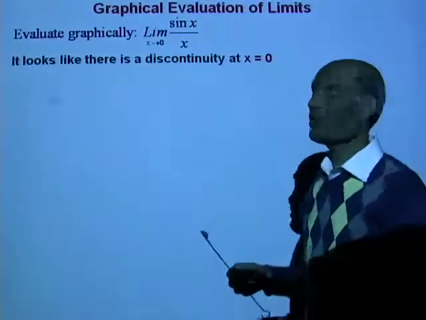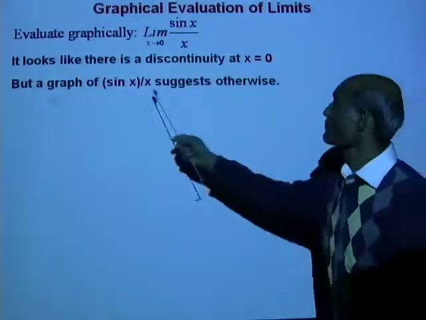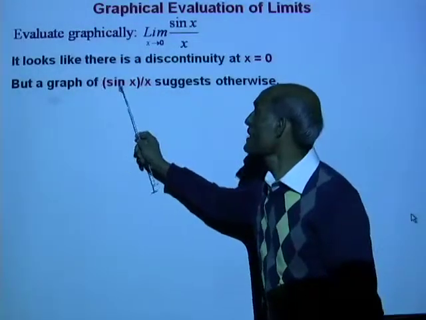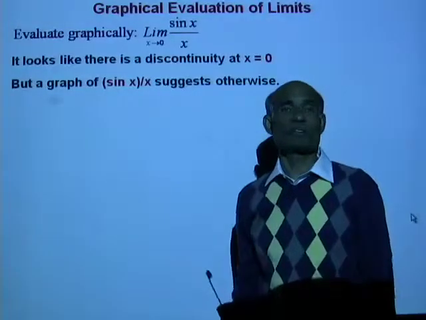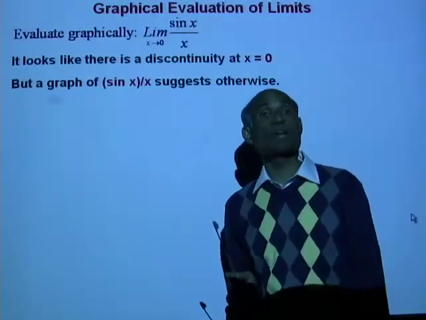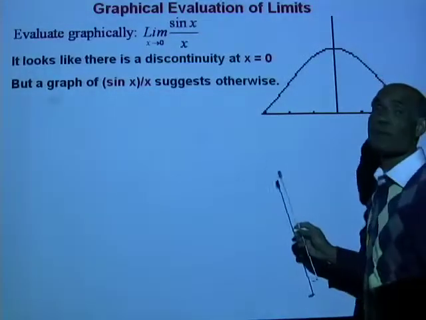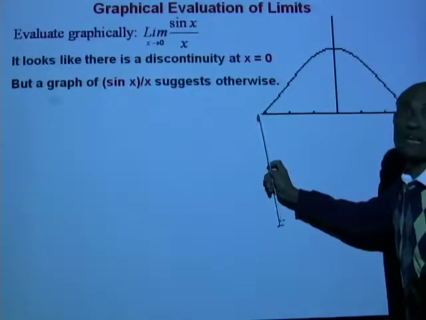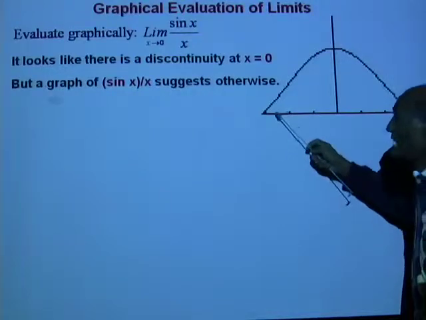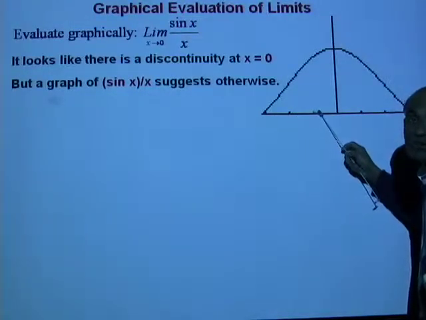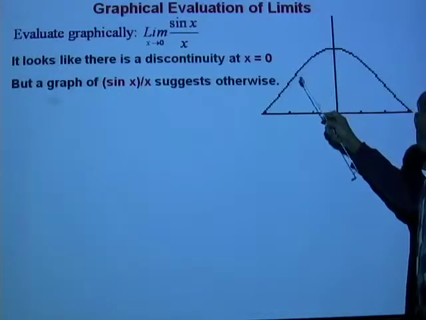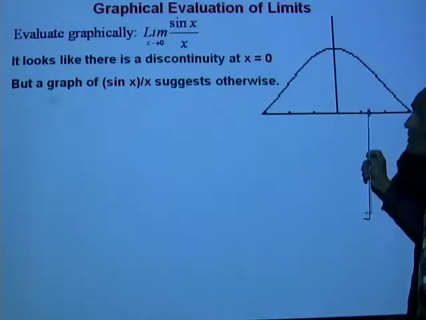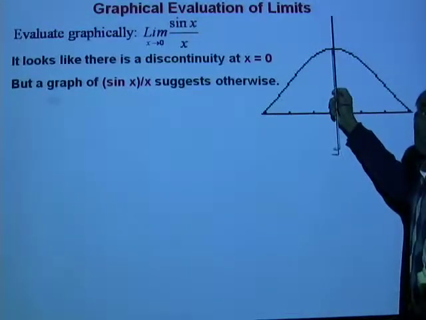But let's draw the graph of this sine x over x. Put that in the calculator like this. y1 equal to sine x in parentheses divided by x. But make sure that your calculator is in radian mode. And this is the graph. The graph is from negative pi by 2 to pi by 2. So as x gets closer and closer to 0 from the left, what happened to the function? The function gets closer and closer to 1. As x gets closer and closer to 0 from the right, the function also approaches 1.